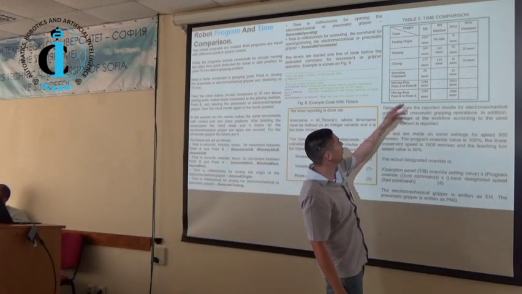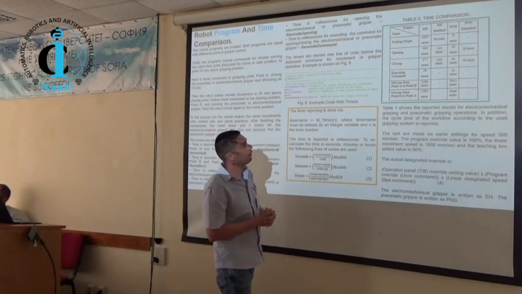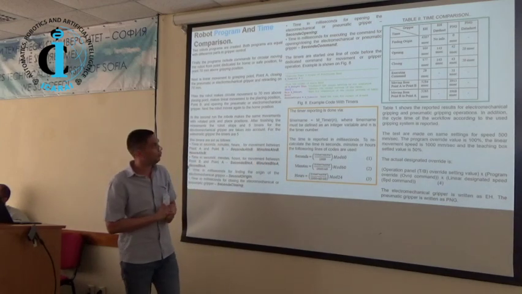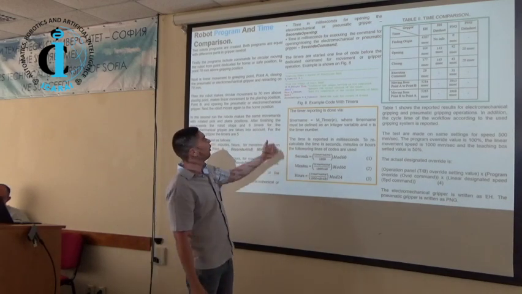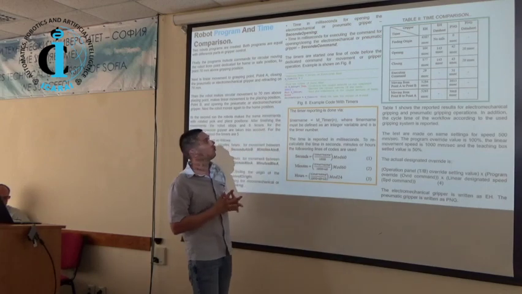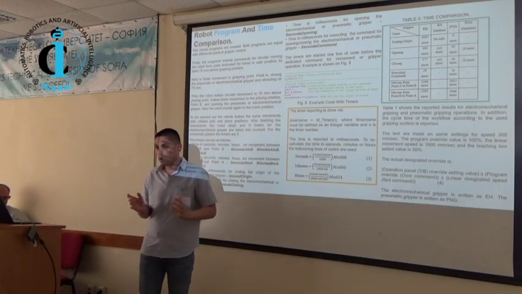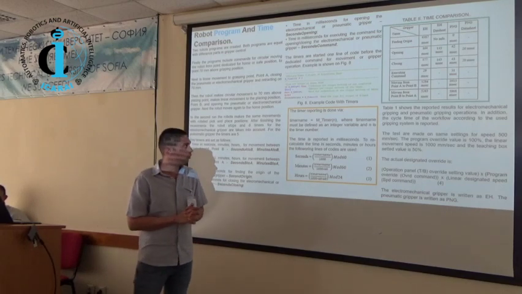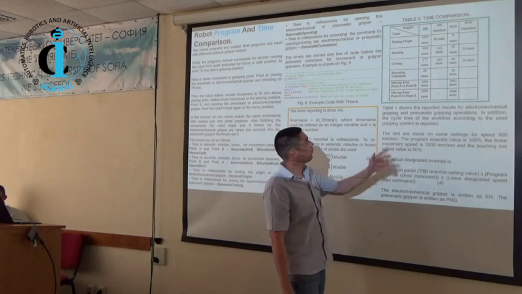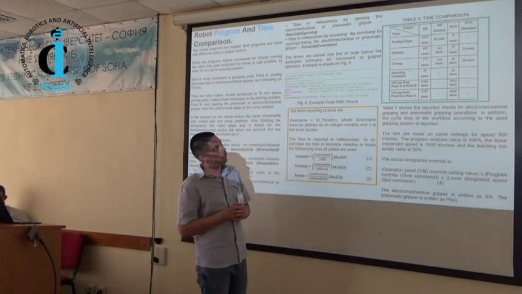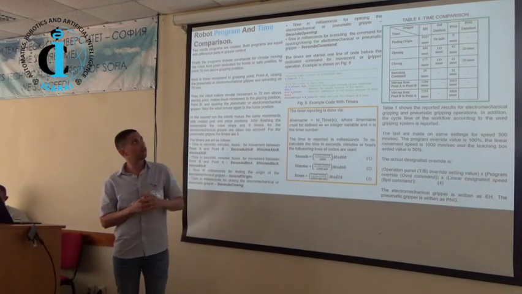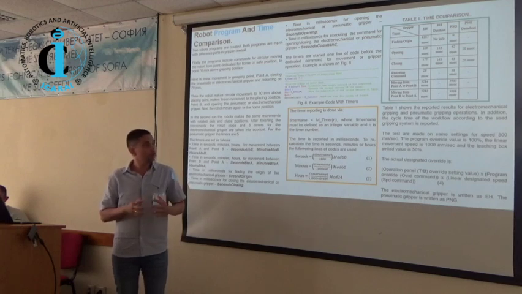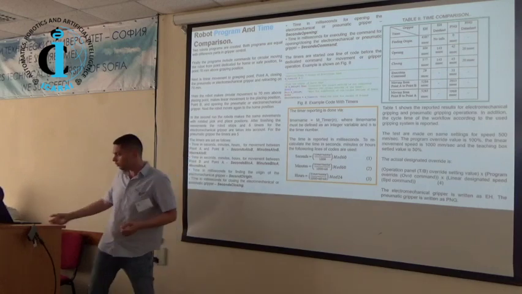And here you can have one parameter, which is executing of command. What I mean by executing of command, here you cannot see it because I didn't put it. It's like a command for open, command for close, the type of the hand. As you can see, the electromechanical gripper is slightly faster. These measurements are taken in many cycles, and they're the mean value of the measurements.